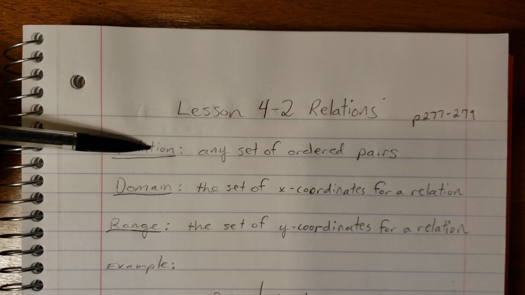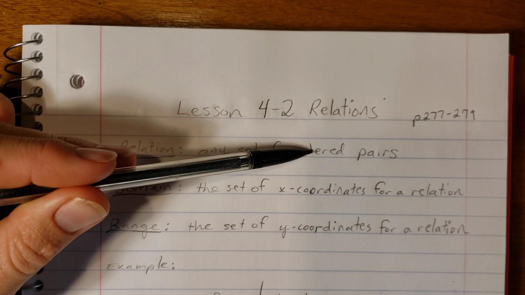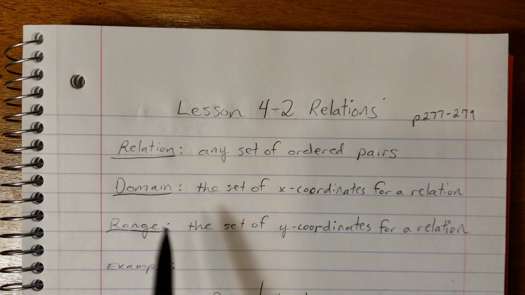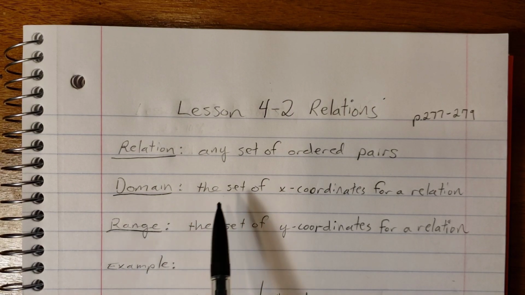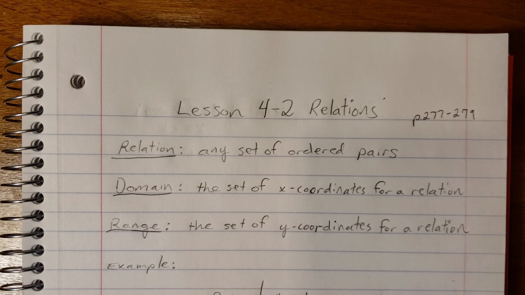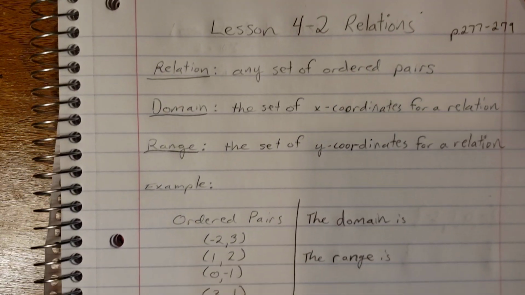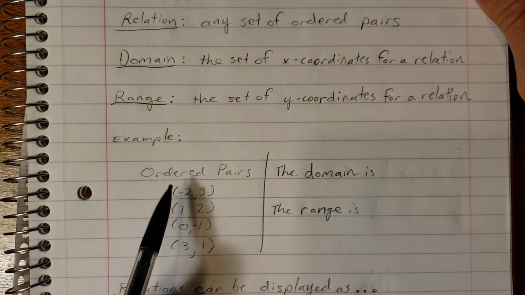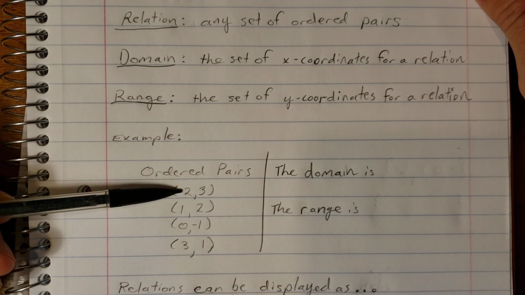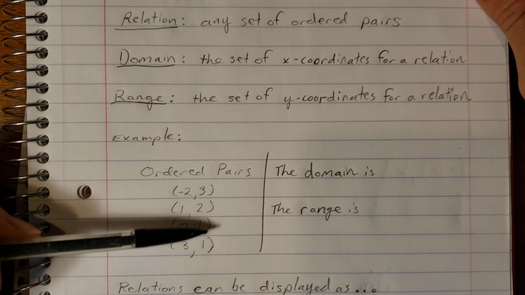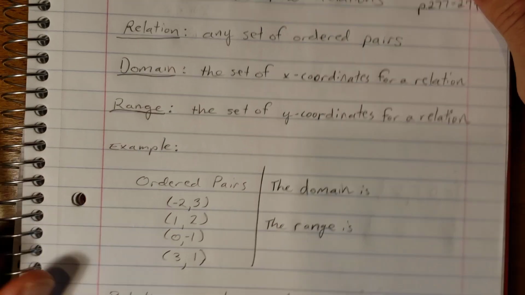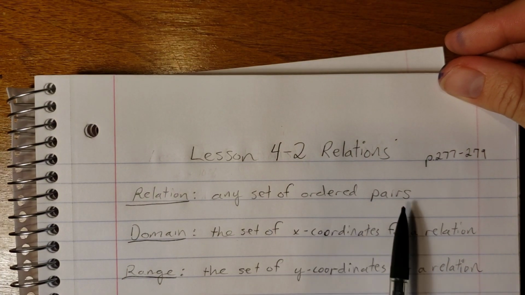Now, relations are sets of ordered pairs. Pairs means there are two parts, and the two parts are the domain and the range. The domain is the set of all the x coordinates for a relation, and the range is the set of all the y coordinates for a relation. I'll give you an example. Here's our relation. I just thought of 4 ordered pairs. This is a relation because it's a set of ordered pairs.